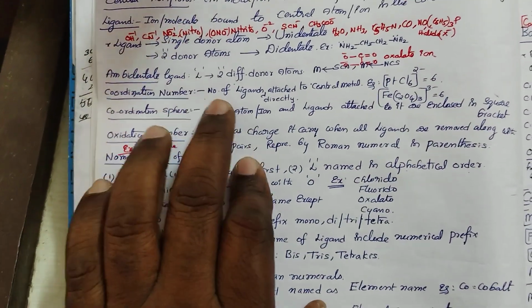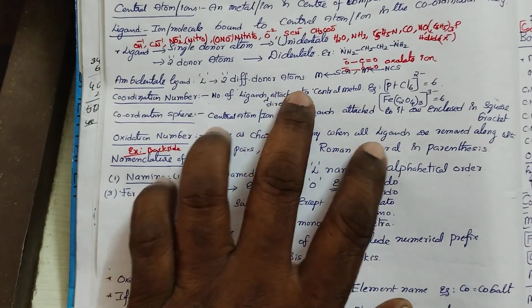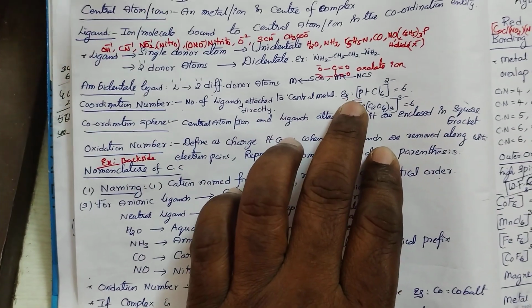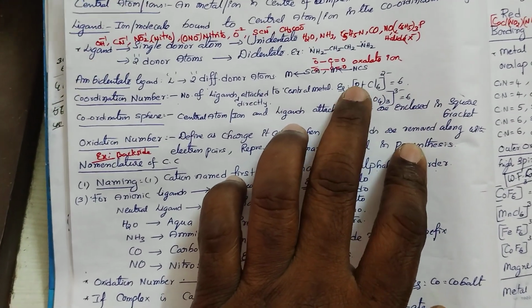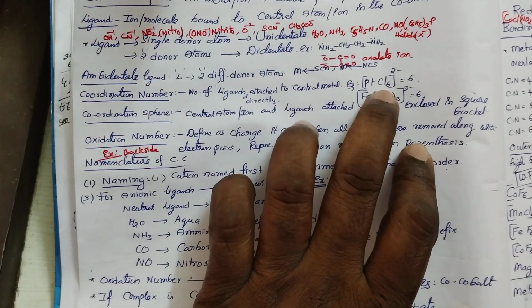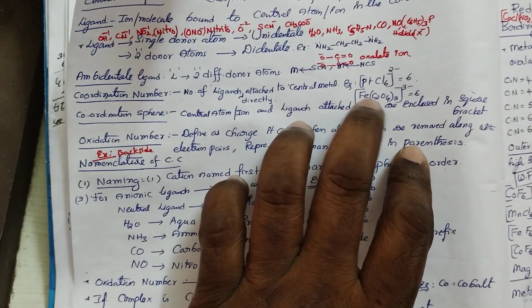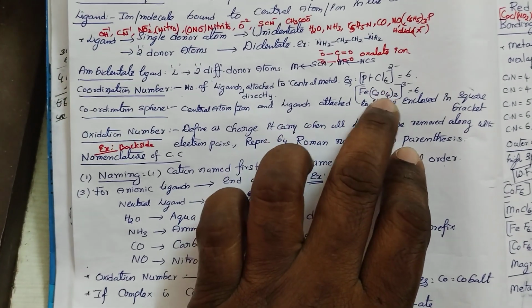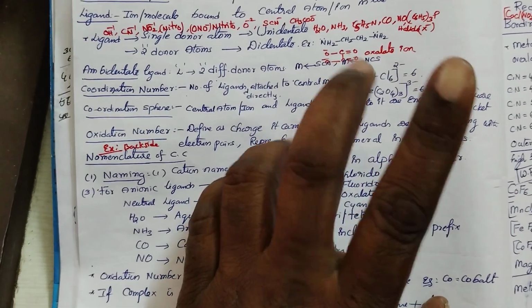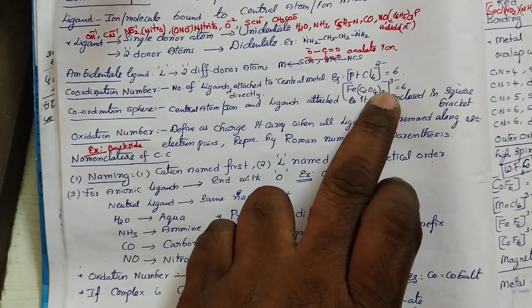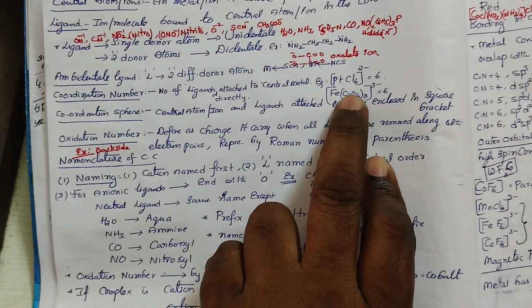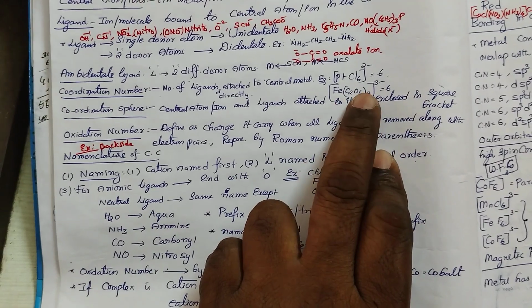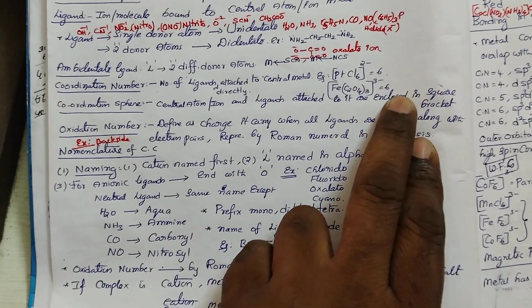Coordination number: the number of ligands directly attached to the central metal atom is called the coordination number. Platinum is directly attached with 6 chlorines. Iron is attached with 3 oxalate ions, but each oxalate has 2 donor atoms. So the coordination number is 6, because of 2 donor atoms: 2 into 3, 6.